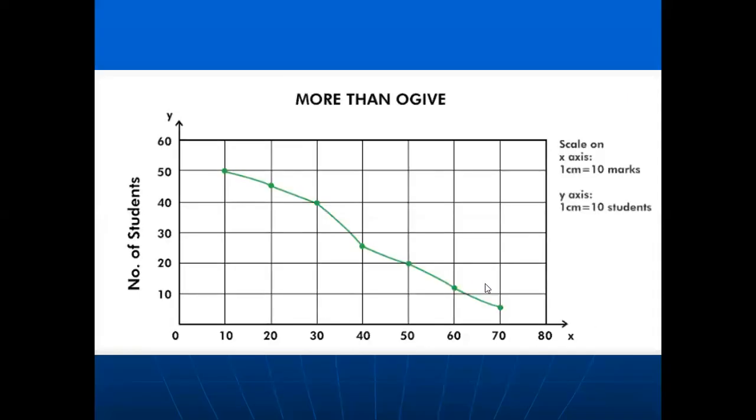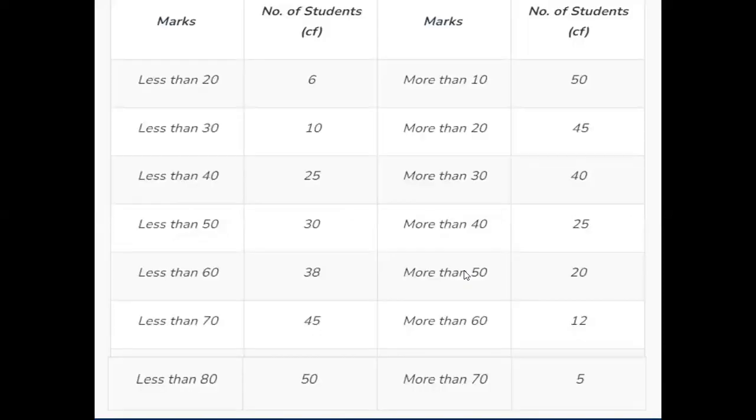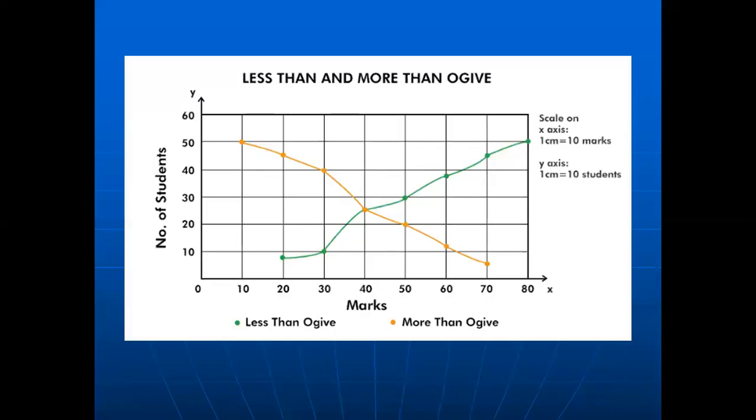Then here you will be getting a graph which moves down from the upper left corner to the lower right corner. So when you combine both, this is how it goes on. The upper limit against the increasing cumulative frequency, lower limit against the decreasing cumulative frequency. So when you combine these both, this is how you will get a graph: the less than Ogive curve and the more than Ogive curve.